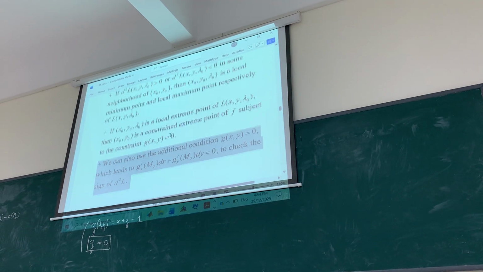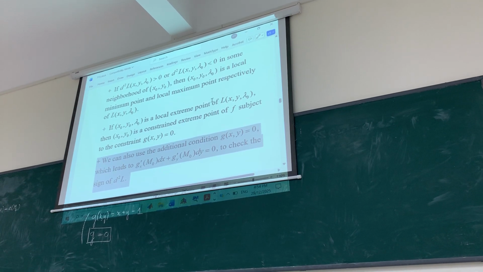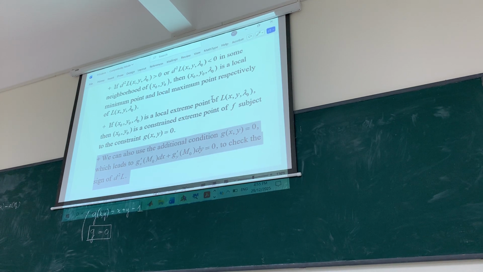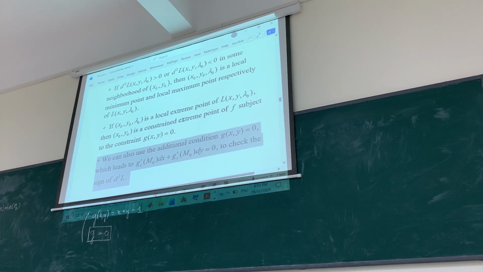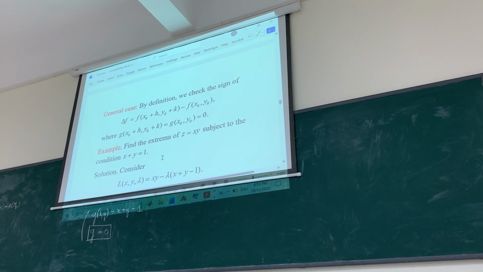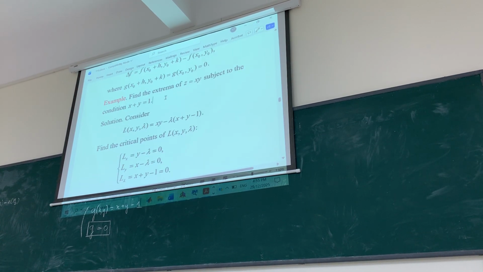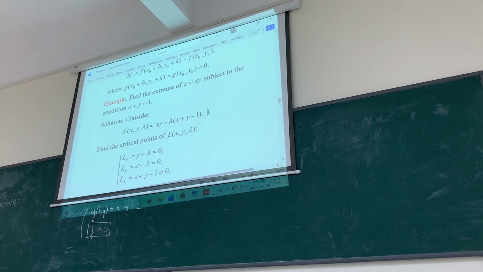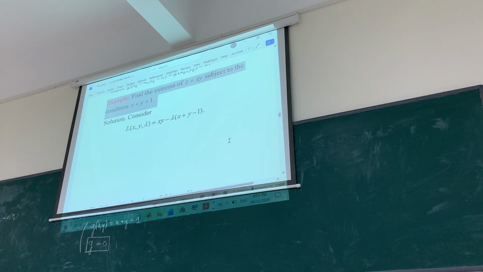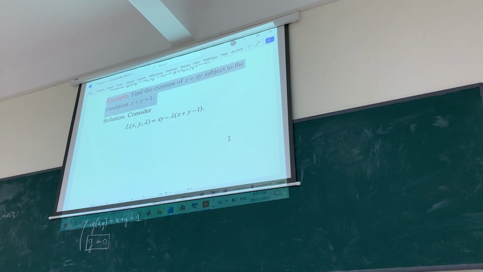Okay. Now we return to the first example. We need to find the local extreme point by the Lagrange multiplier method. The example: we need to find the extreme of the function z equals f(x, y) equals xy, subject to the condition x plus y equals 1.